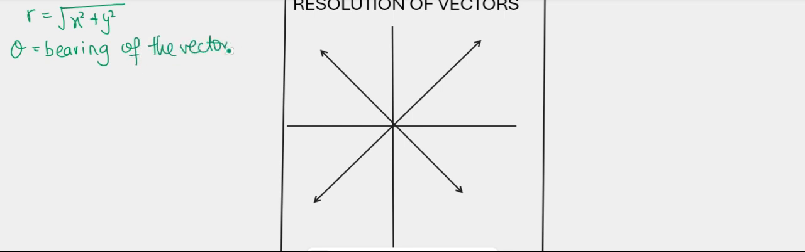We already established the fact that the magnitude of a vector is given by r equals the square root of x squared plus y squared. Now I want to look at the bearing theta. Theta is the bearing of the vector. Now let's call alpha the angle the vector makes with the x-axis.